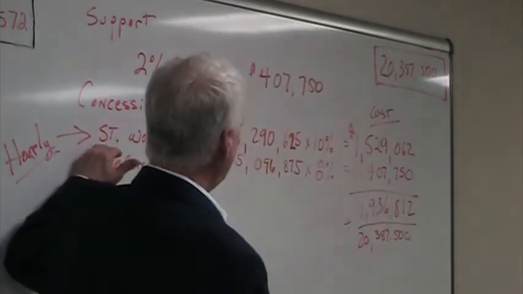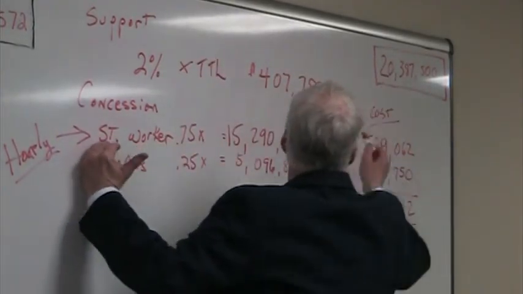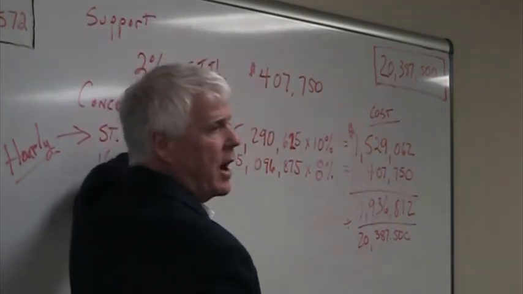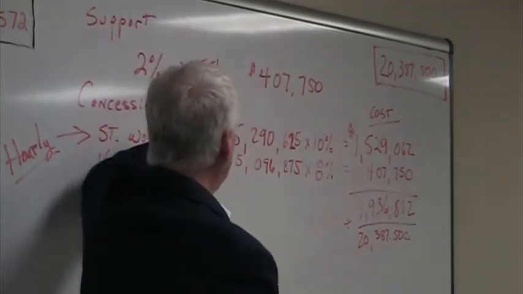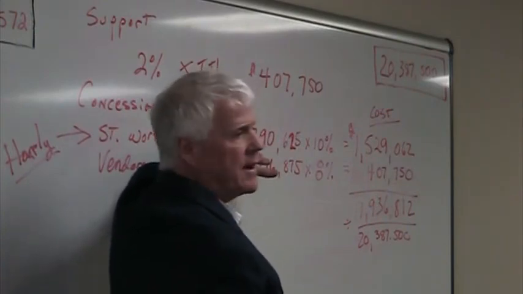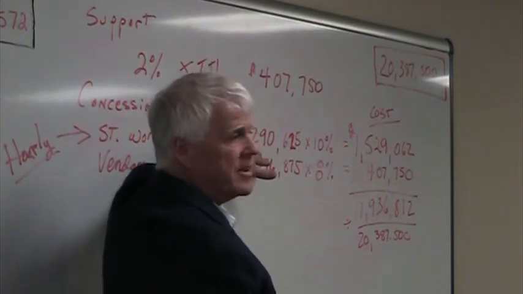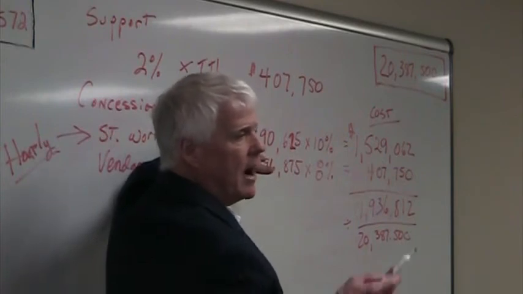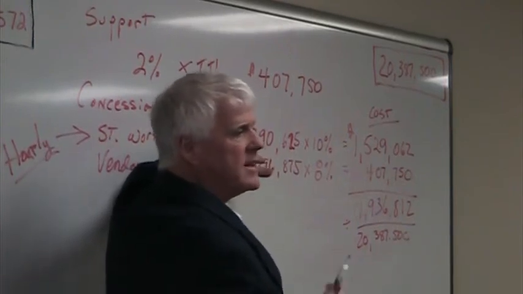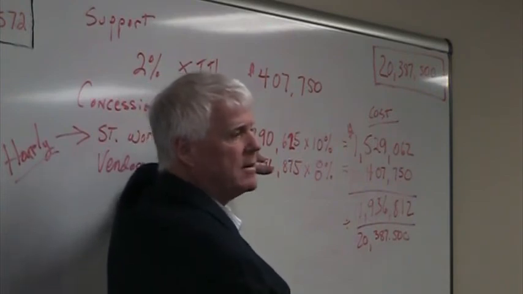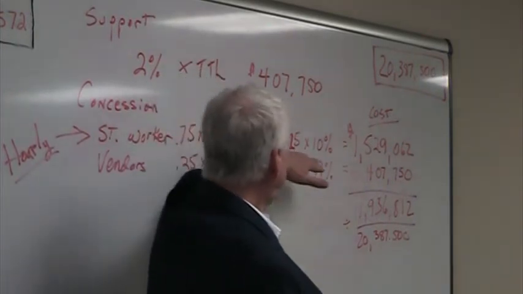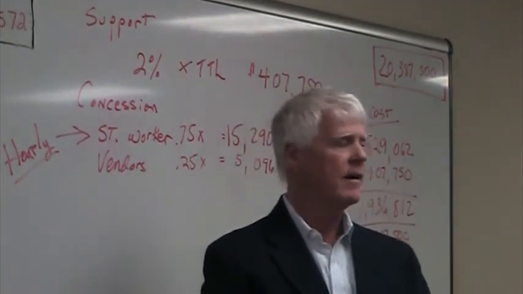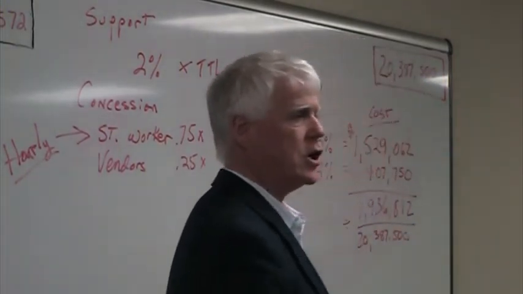I figured out that of the $20 million, the concession stand workers are going to generate 75% of that, which equals $15,290,000. So this is what concession stand workers are going to make in revenue. Now I'm going to budget 10%. I'm willing to give the workers 10%. So 10% of that number is going to be $1,529,062 for the year. That's what it's going to cost me.